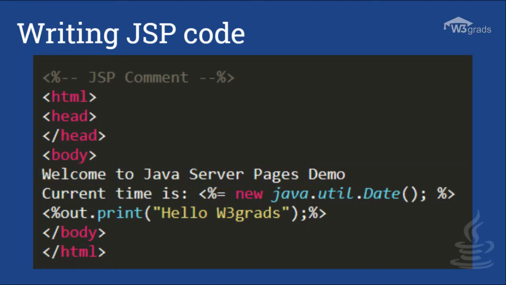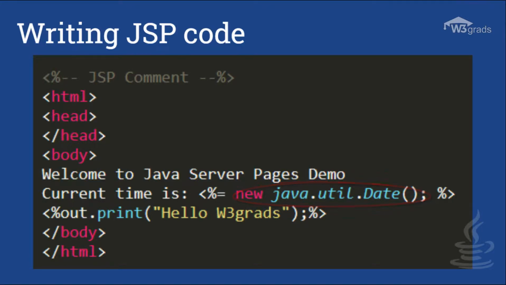In the next line, we have the opening angular bracket with a percentage and equals operator. This is a JSP element which is known as scriptlet. Scriptlets can contain Java code. As the code in scriptlets is an executable Java statement, they must end with a semicolon. The new java.util.Date statement will display the current date.